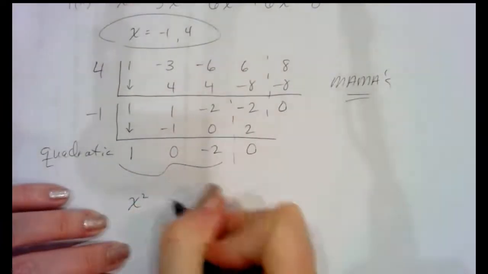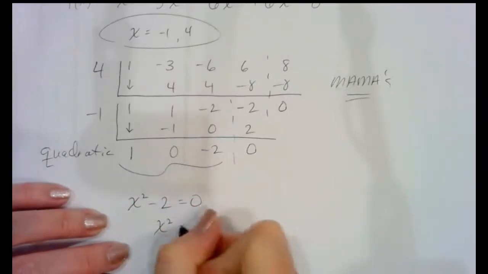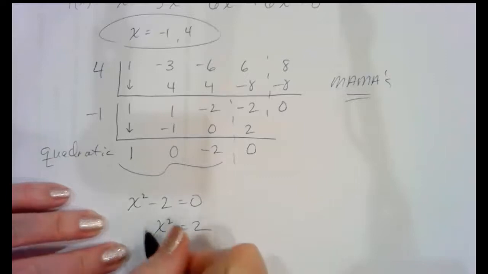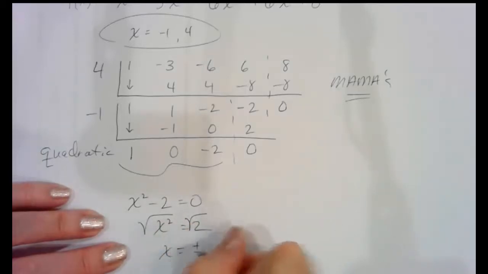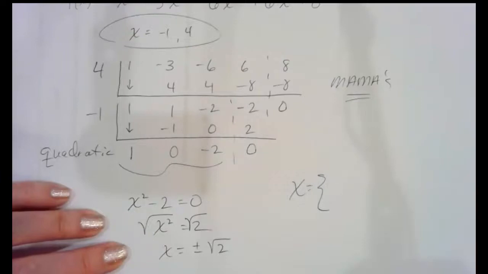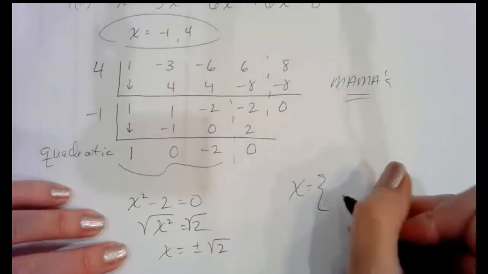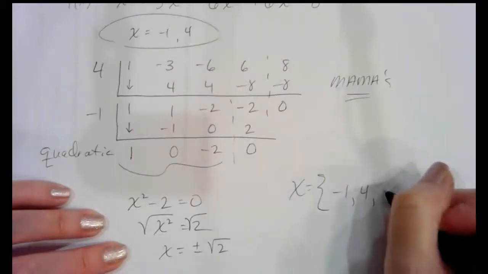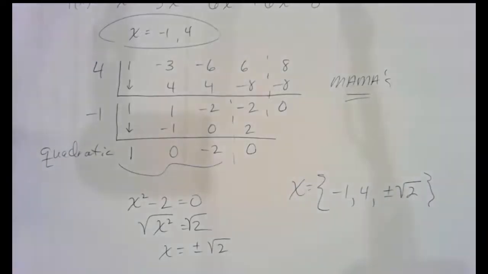So 1x squared minus 2 equals 0. X squared equals 2. And as I suspected, I knew we were going to get an irrational. It's real, it's just irrational. It is plus or minus the square root of 2. So our zeros are real, there aren't any imaginary, but rational and irrational are -1, +4, and then plus or minus root 2 for finding all of our zeros.